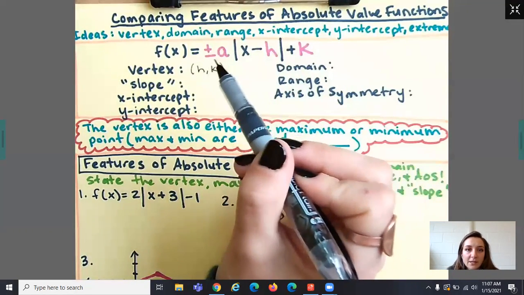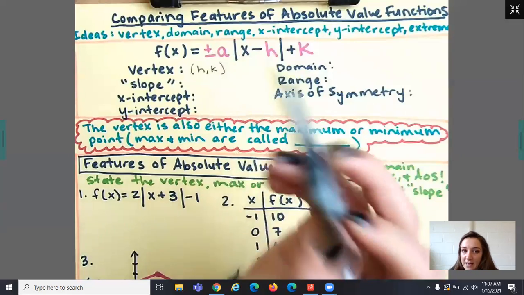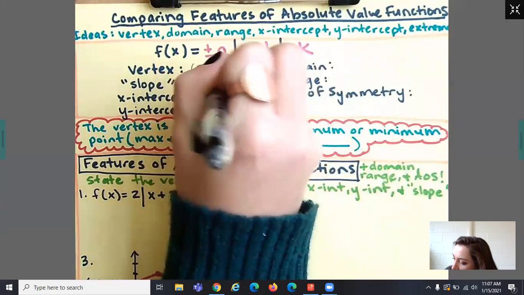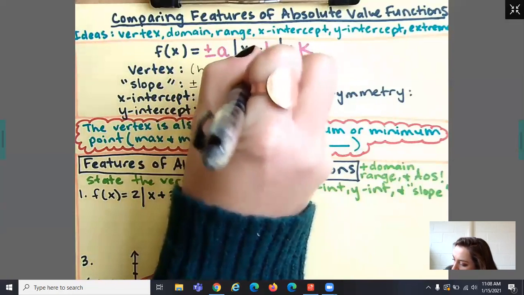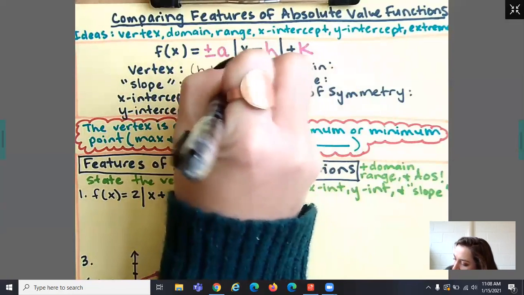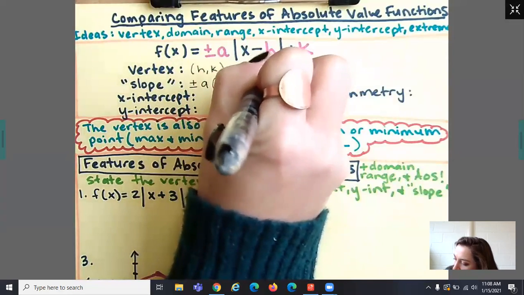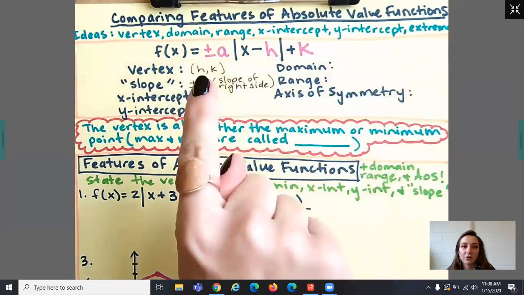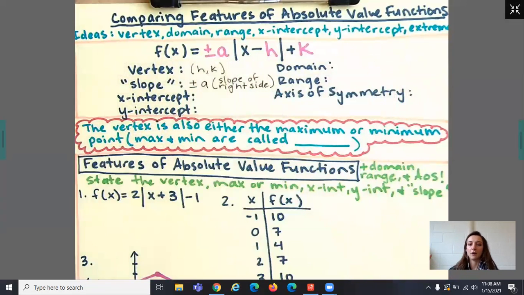The slope is going to be this plus or minus a at the very beginning, and it's a little bit weird. This is the slope of the right side. So with an absolute value function, it looks like a V, and the slope of the right side is going to be that a value up in the front. The other slope is actually going to be the negative or the positive of whatever that slope was.